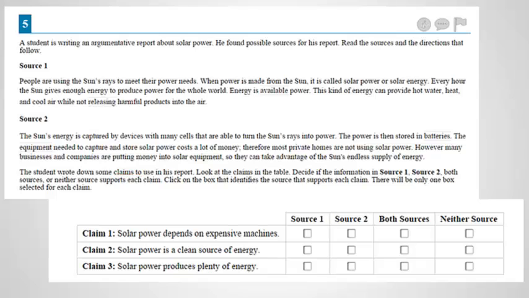Here are the answers. Evidence to support claim number 1 is found in source 2. Evidence to support claim 2 is found in source 1. And evidence to support claim number 3 is found in both sources.